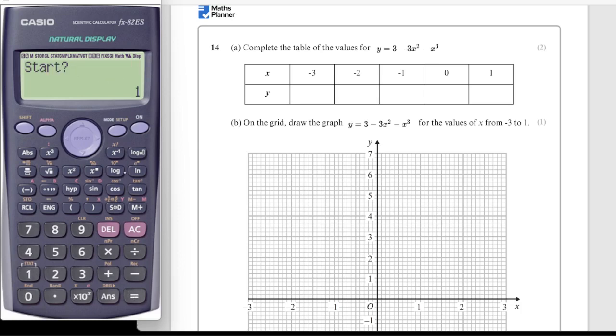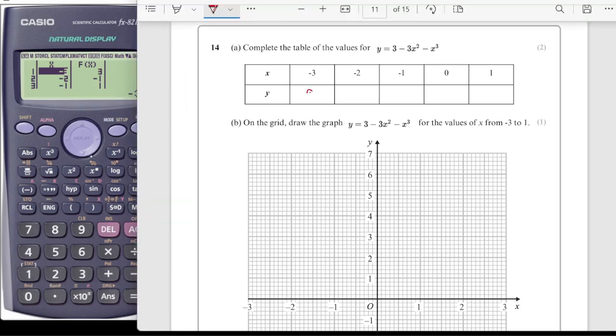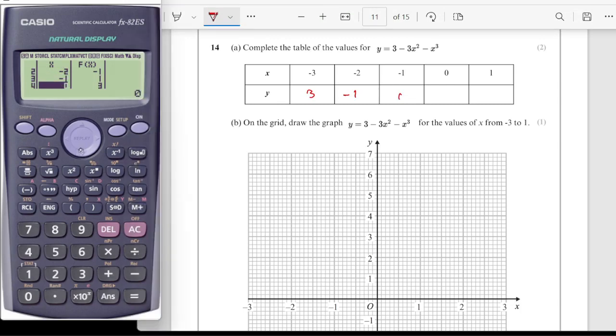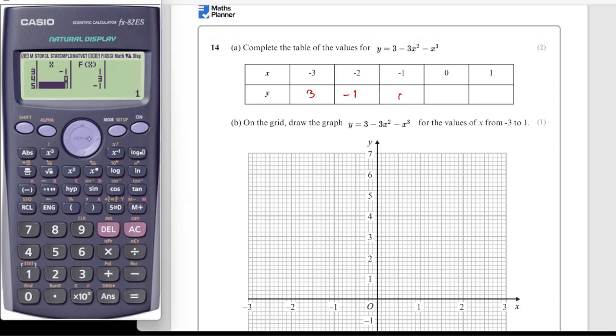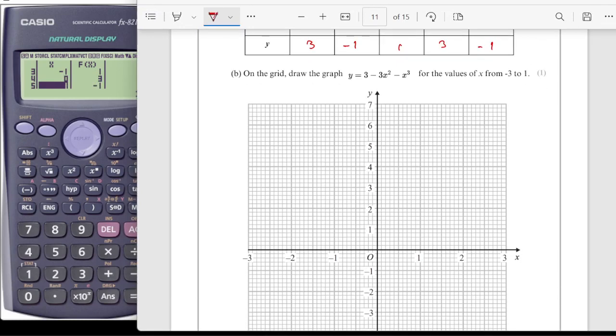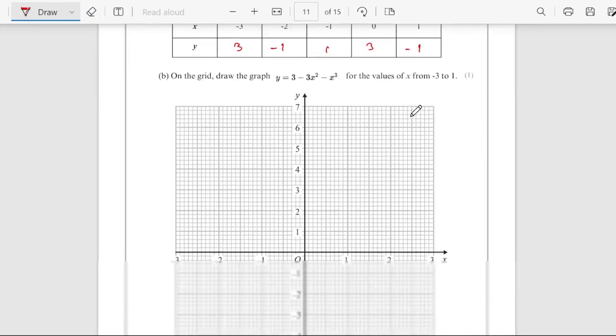So I press equals and it asks me what value I want to start at. So I want to start at minus 3 and I want to end at 1, and I want it to go up in steps of 1. And that gives me the table of values straight away. So I should have 3, minus 1, 1. And then I can use my replay to go down to the other values: 3 and minus 1. And then from there I can plot those values onto my graph.